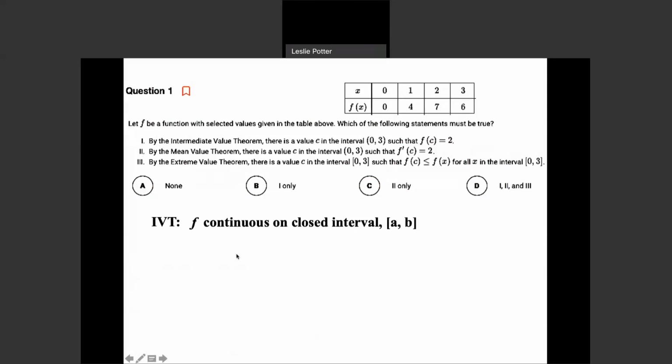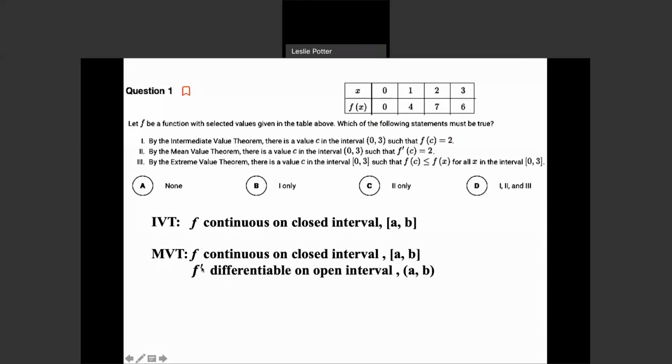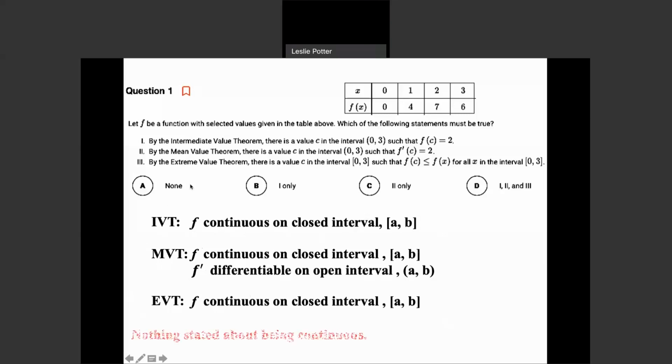So just to kind of review these 3 theorems, the intermediate value theorem says if f is continuous on a closed interval. The mean value theorem says f needs to be continuous on the closed interval and differentiable on the open interval. And the extreme value theorem says that f needs to be continuous on the closed interval. So these are the hypotheses for all 3 of these theorems. And if you notice, we never say this is continuous.